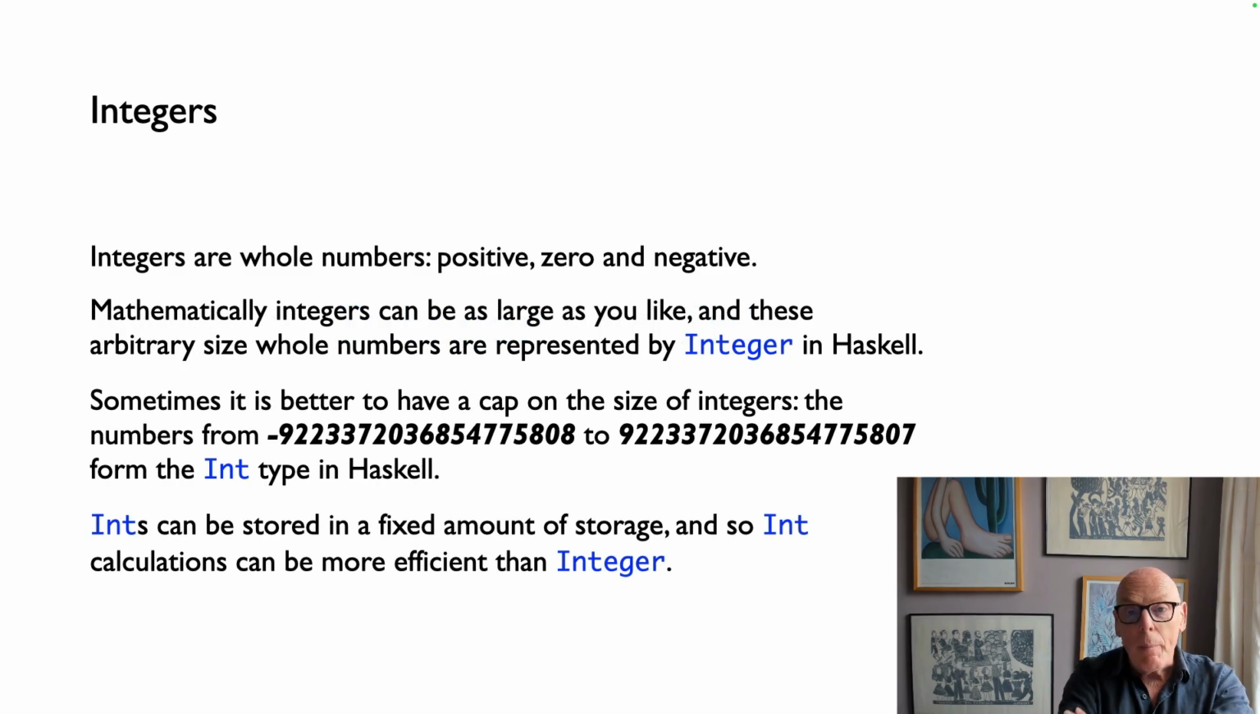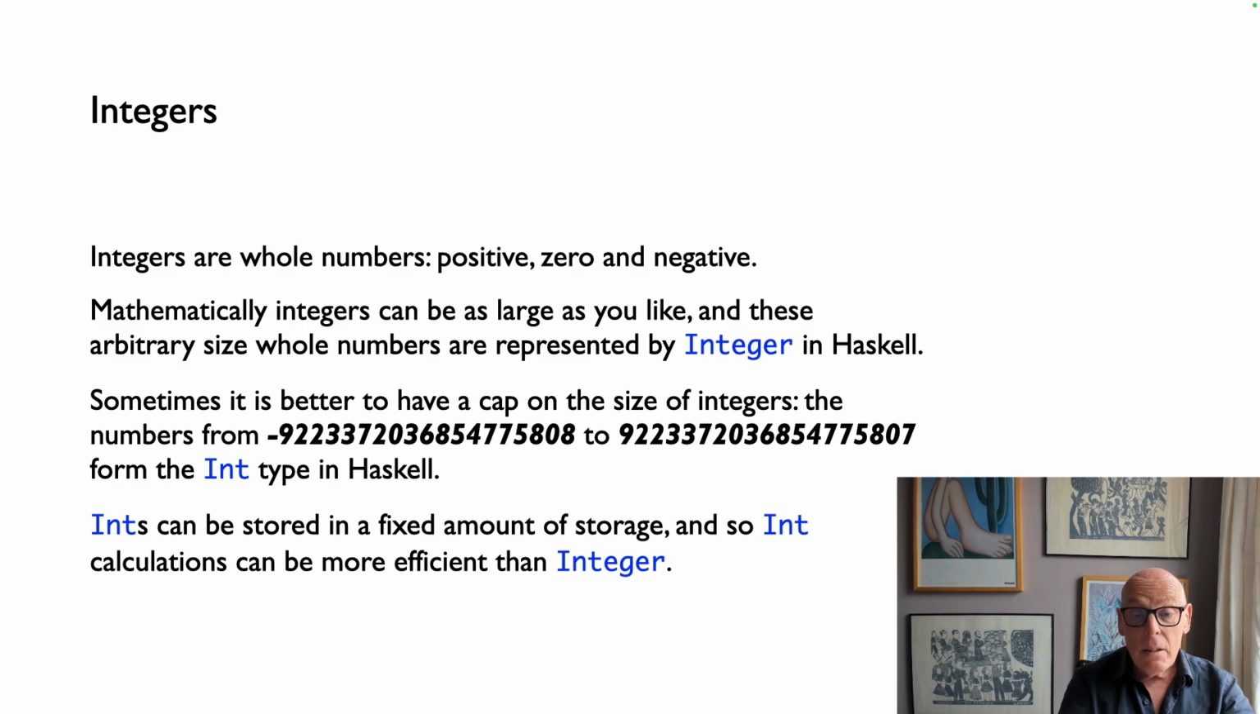So the integers are the whole numbers. They're 0, positive and negative. And mathematically, integers can be of arbitrarily large size. So an integer can have 1,000,000 digits, for example. And the Integer type in Haskell will allow you to do that. An Integer in Haskell can be as big as you want it to be. Well, within reason. There are restrictions because of the number of atoms in the universe and so on. But ignoring that, there is no fixed bound on the size of integers in Haskell.